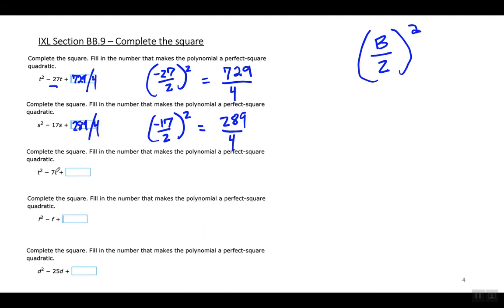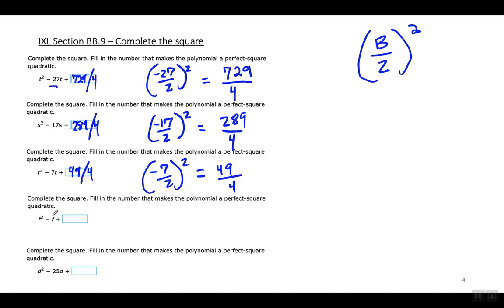All right, this one right here, you got negative 7, so negative 7 divided by 2 and then square it. All right, but you can't divide it by 2, so instead just leave it like a fraction, and it'll be 49 over 4 when you square the top and the bottom.